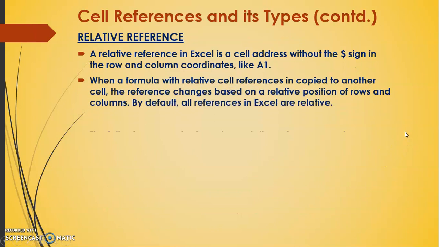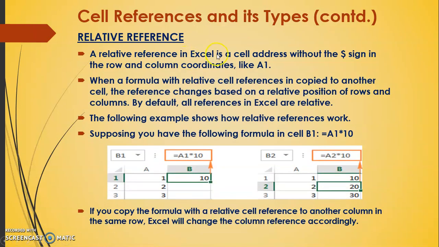What is the relative reference? Now students, a relative reference in Excel is simply a cell address without the dollar sign. This is the dollar sign, and when we don't give any dollar sign and a simple reference is given, for example A1, this is just the row and column coordinates, where A specifies the column name and 1 specifies the row number. Like here you can see A1 means A is the column and 1 is the row. This type of reference is known as relative reference. When any formula with relative reference is copied from one location to another, the reference changes based on relative position.